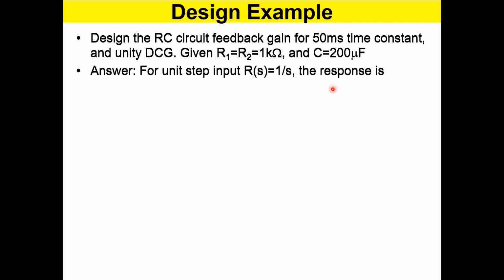So R1 and R2 are 1 kilo ohm each, and the capacitor is 200 microfarad. Please design the circuit to have 50 millisecond time constant. Can you do that? So take about 5 minutes, and prepare your answers.